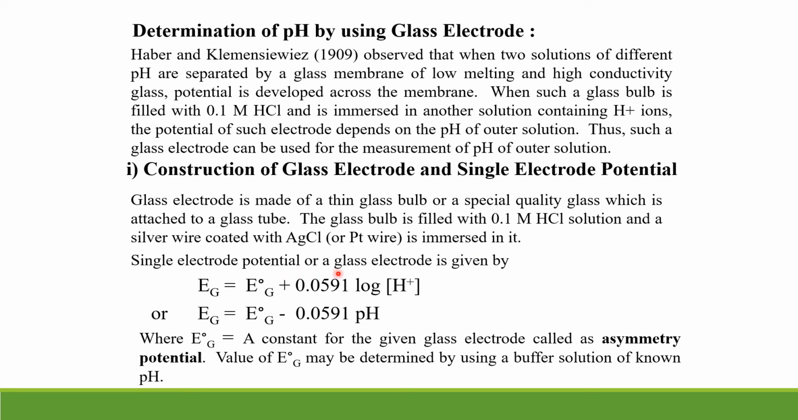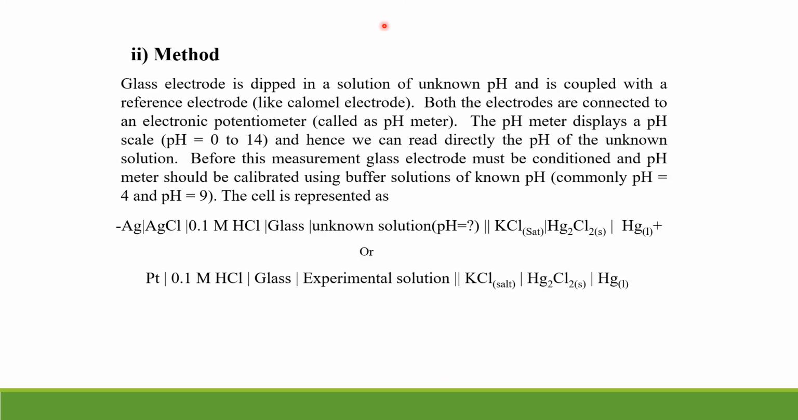Single electrode potential of a glass electrode is given by Eg = E0G + 0.0591 log [H+]. We can write the equation as Eg = E0G - 0.0591 pH, where this E0G is a constant for the given glass electrode and is called the symmetry potential. The value of this constant E0G may be determined using a buffer solution of known pH. So you can find out the value of this standard glass potential by using a buffer solution of known pH. Now, what is the method?